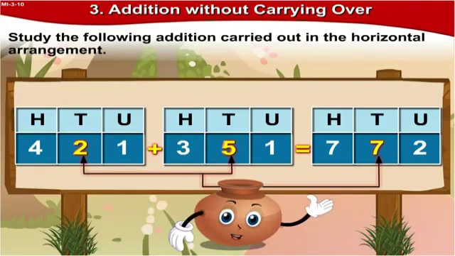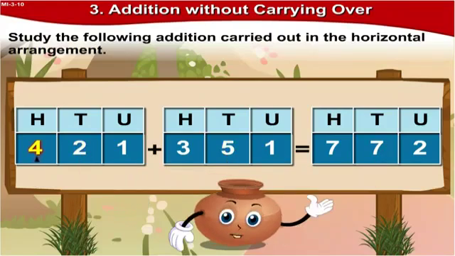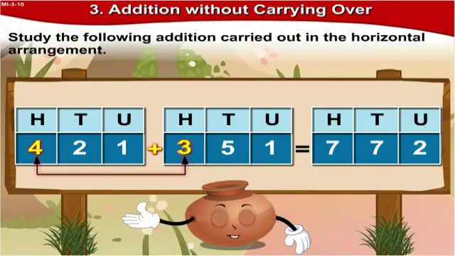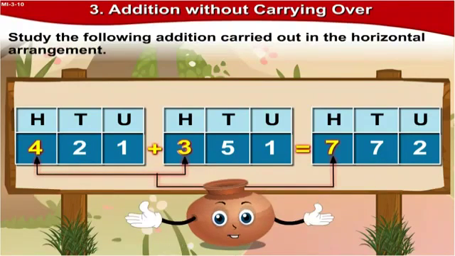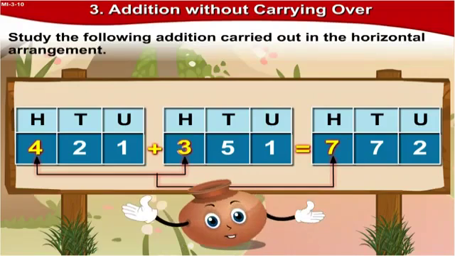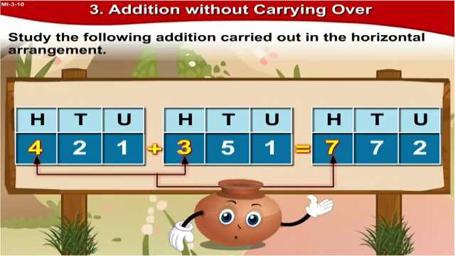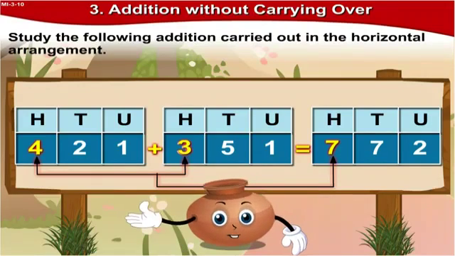This we will write here. And 4 hundreds plus 3 hundreds, well, that is 700. So write it here. In this way, we can add the numbers in the horizontal arrangement also. You've understood the concept? Now we'll move forward to some sums then.